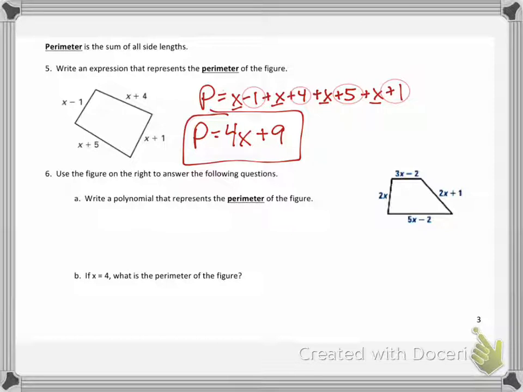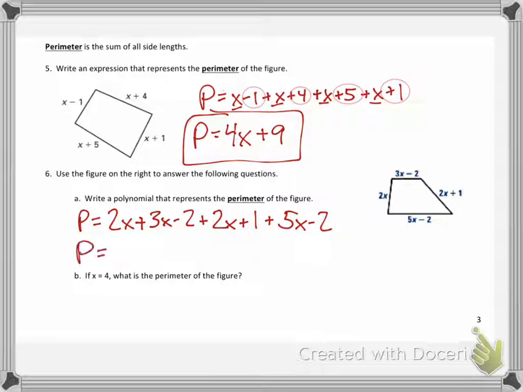My last example here, again, it's the same idea. So here's another quadrilateral. It kind of looks like a trapezoid. I'm going to do the same thing. I'm going to write an initial equation here. P equals, I'm going to add 2x, 3x minus 2, 2x plus 1, and 5x minus 2. The biggest thing here is just not to double count any sides or forget to count something. So once again, I'm going to add up my x terms, and I'm going to put my constants together.